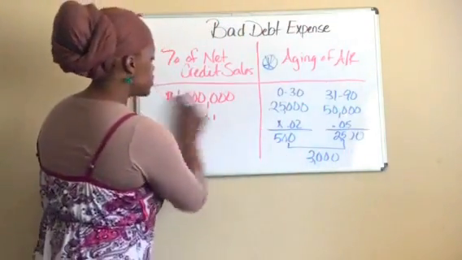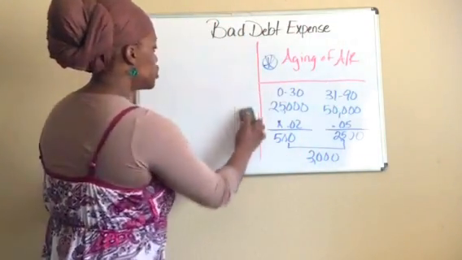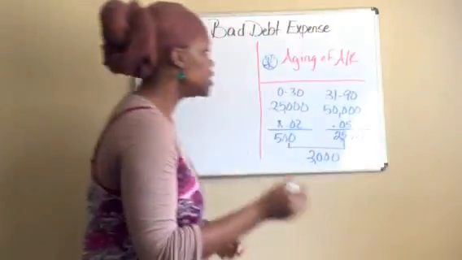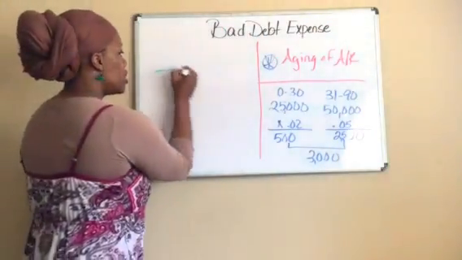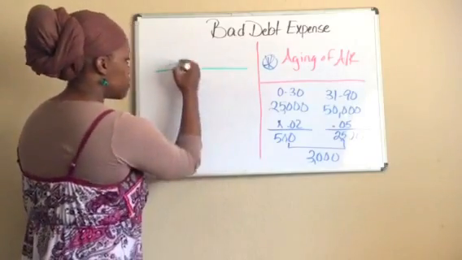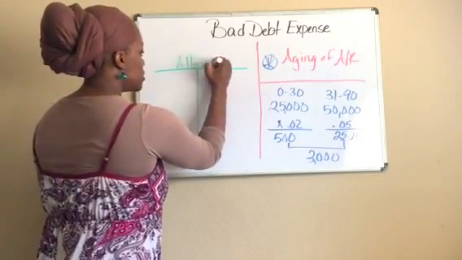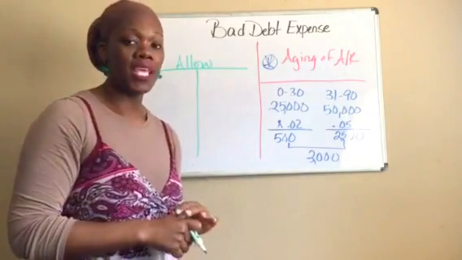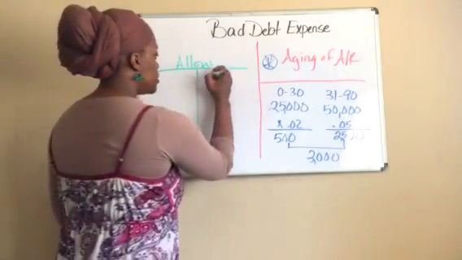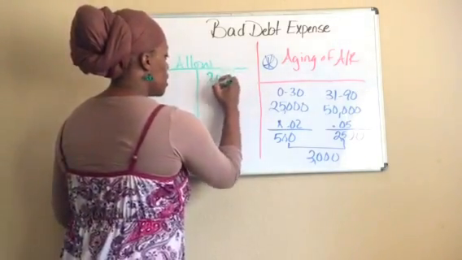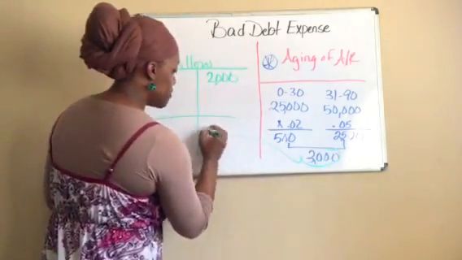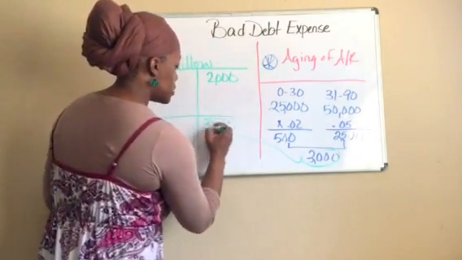All right, I'm going to erase this over here so I can really quickly show what happens. Under the aging of accounts receivable method, you take it back to a T account. This is our allowance T account. More than likely, they're going to tell you you have a beginning credit balance of, let's say, 2,000. This number becomes your ending balance. That is what you want.